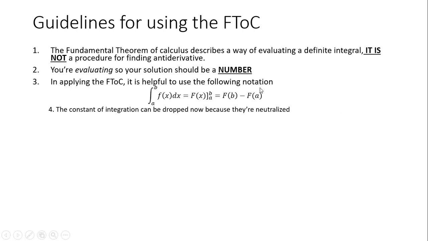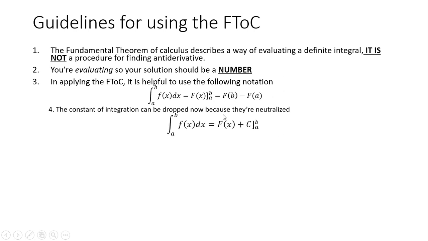You have to follow this notation, which is the integral from a to b of f of x dx is equal to big F of x, which is that antiderivative that you're finding using the rules on the last slide, evaluated from a to b. And then you plug in b for x and plug in a for x in order to get your new evaluation.